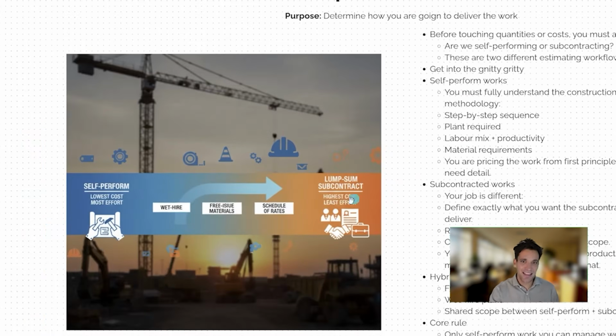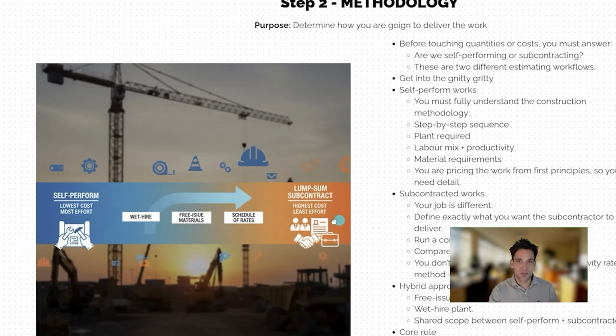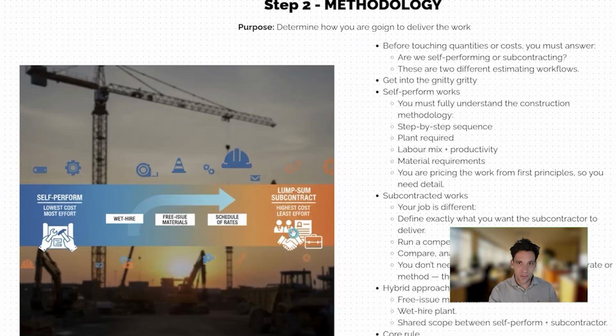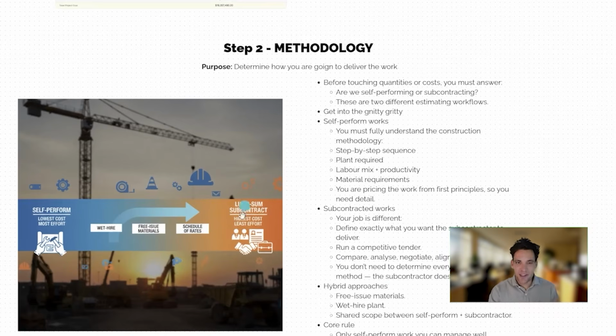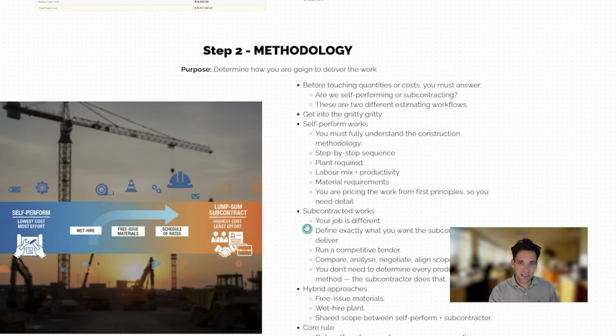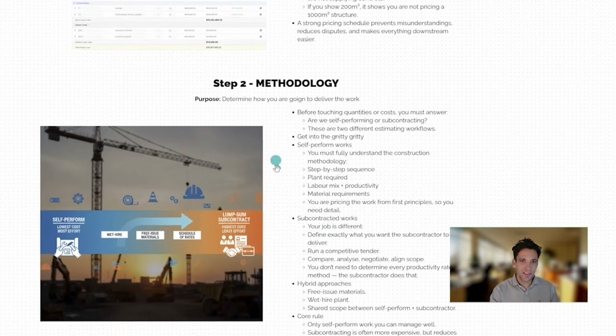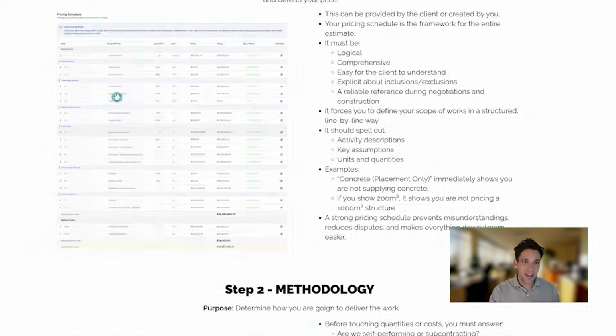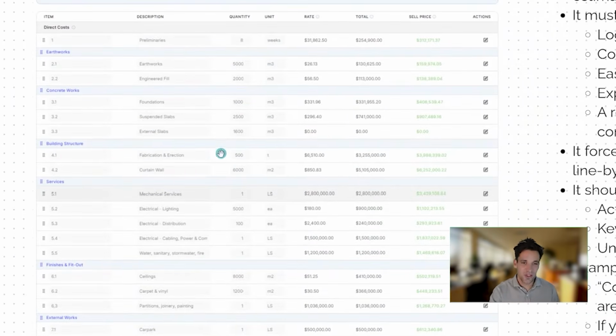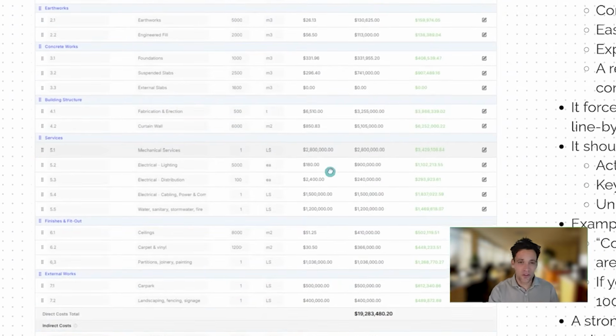Then at the other end of this, we've got a lump sum subcontract where we fully outsource the scope of works to a subcontractor. Now, this is a continuum, but the fundamental way we price something will be different if it's a self-performed task versus if it's a subcontract task. Really, they're two different estimating workflows, but the key here is for every task in our project scope, we want to understand exactly how we're planning on delivering the work.